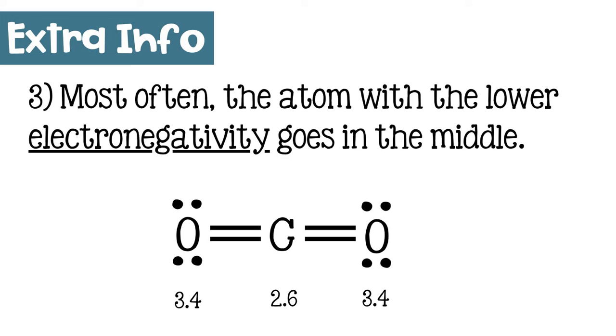Usually, the atom with the lower electronegativity goes in the middle. So if you look at your electronegativity chart, you'll see oxygen has an electronegativity of 3.4. It attracts electrons. The lower electronegativity is going to be in the middle, the 2.64 for carbon.